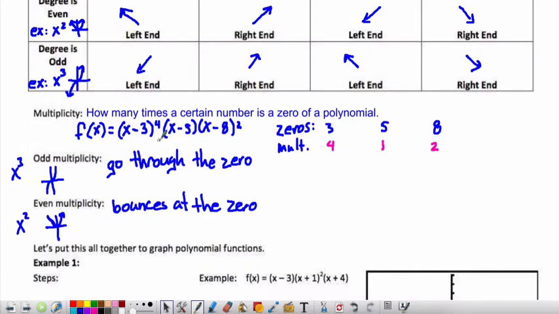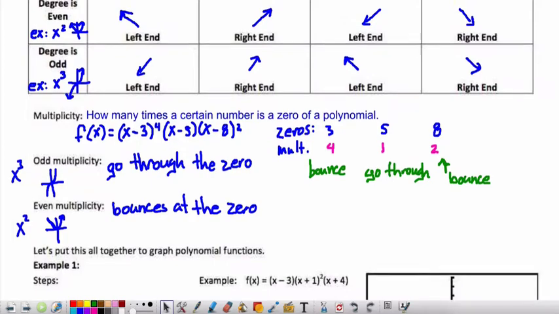So in this case, if we were to graph this, at 3, since it's even, think to yourself, is it going to bounce or go through? Well, 4 is even, so it is going to bounce for this one. This one, 1 is odd, so it's going to go through. And this one, it's going to bounce. All right, so let's bring this all together and graph one.